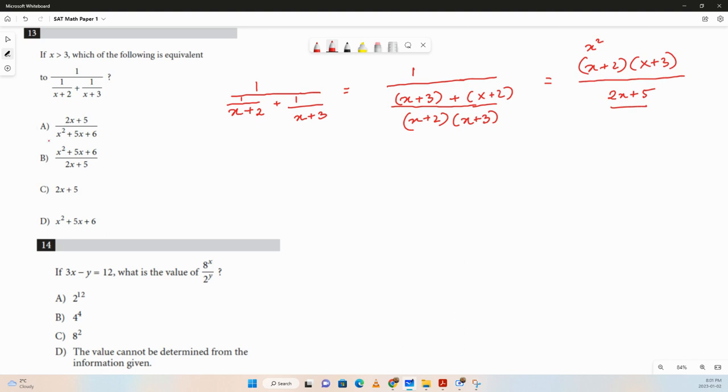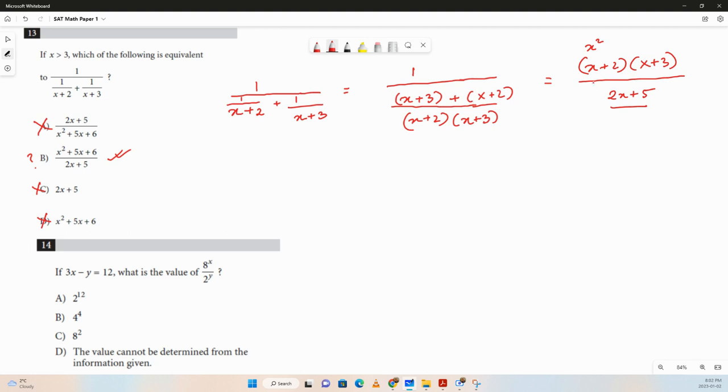So let's look at option A. In option A, in the numerator we have 2x plus 5. In the denominator we have a quadratic equation, which is the opposite of what we are looking for. So we are going to eliminate it. In option B, we have a quadratic equation in the numerator. In the denominator, we have 2x plus 5. So this can be a probable option. Option C, we just have 2x plus 5 in the numerator. So that is not what we are looking for. And option D, we have a quadratic equation in the numerator. In the denominator, we don't have anything, right? So that's also not what we are looking for. So D should be the correct answer.